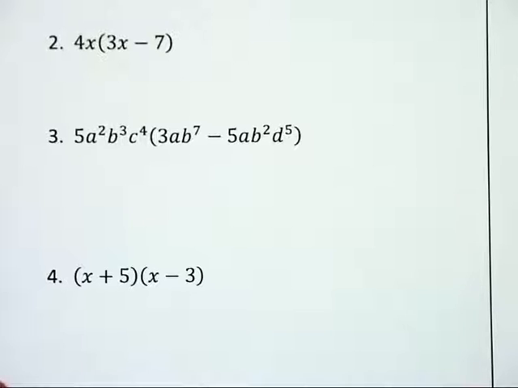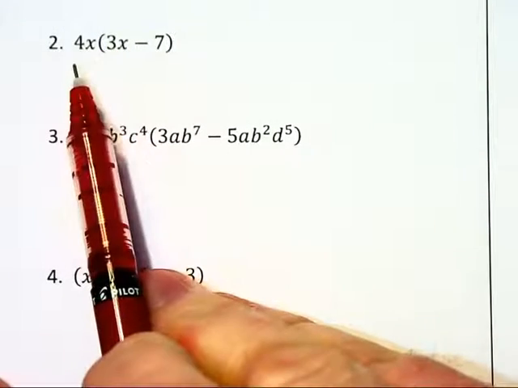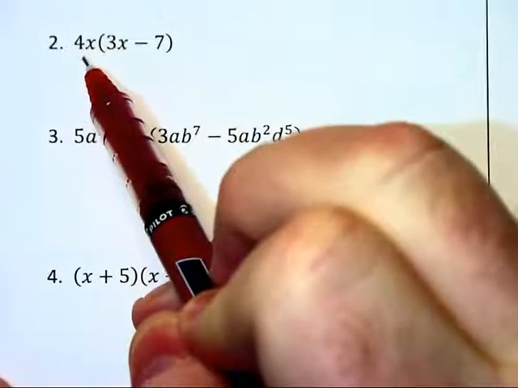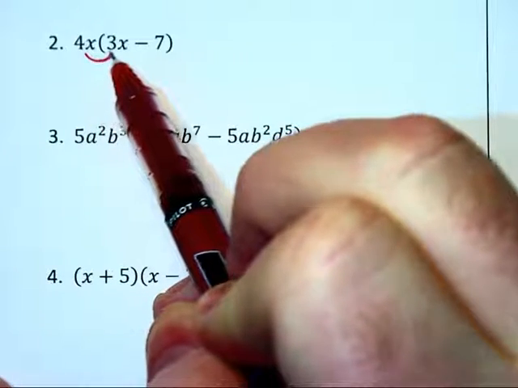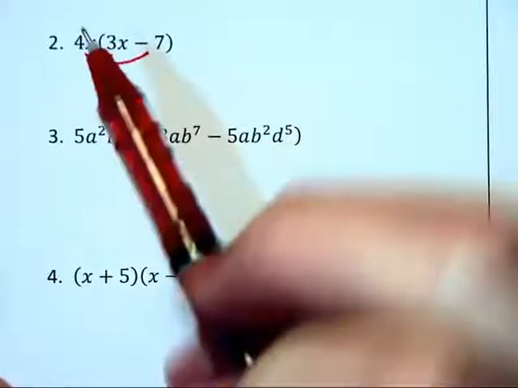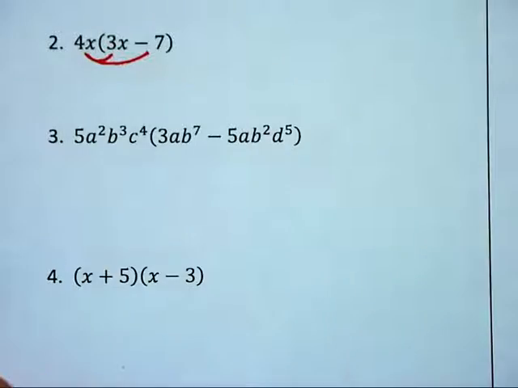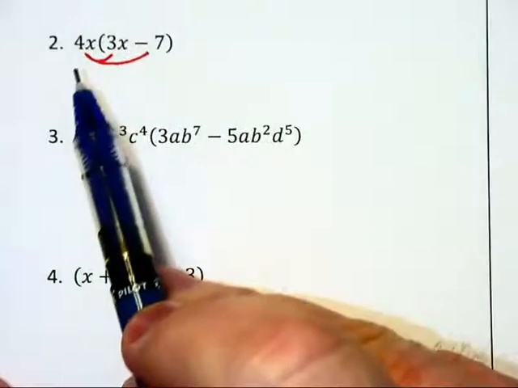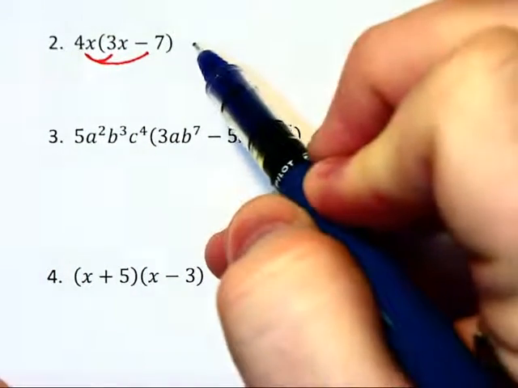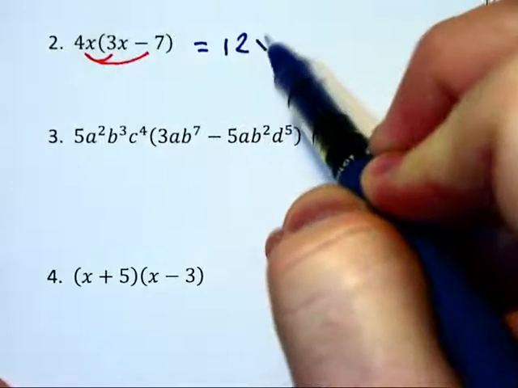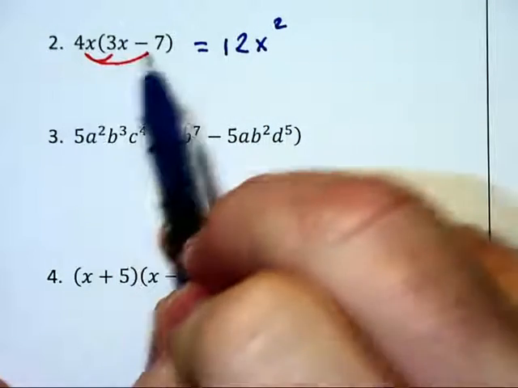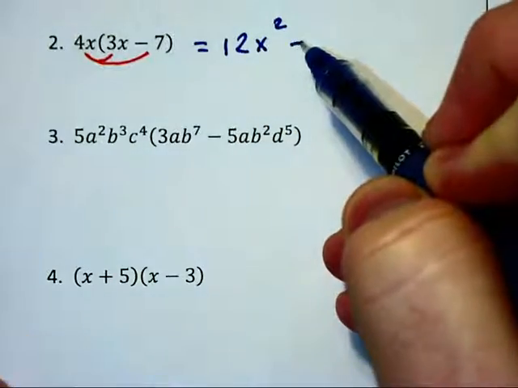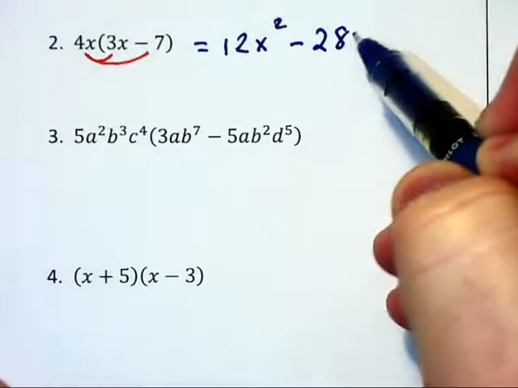In this second problem, we have a monomial times a binomial, and the parentheses tell us to do distribution. That monomial out front gets multiplied by each term inside the parentheses. So 4x times 3x is equal to 12x squared, and 4x times minus 7 is equal to negative 28x.